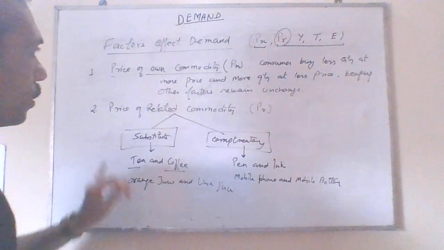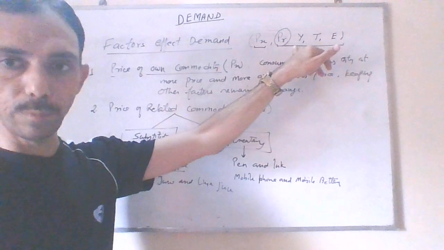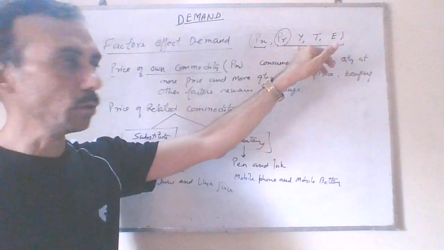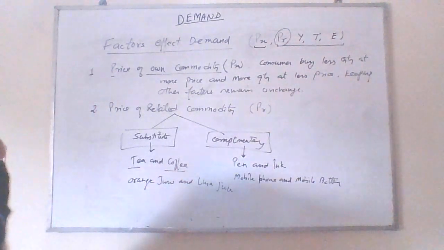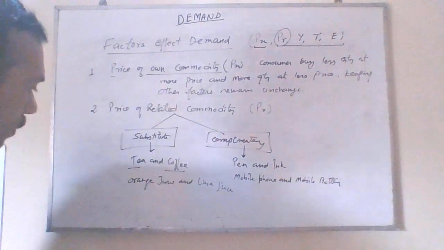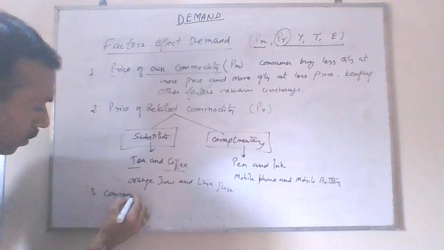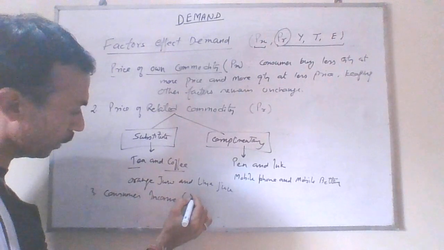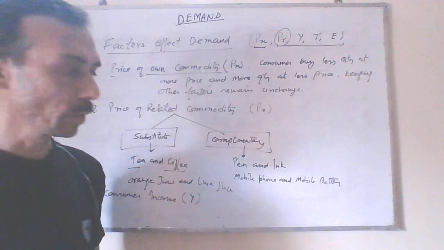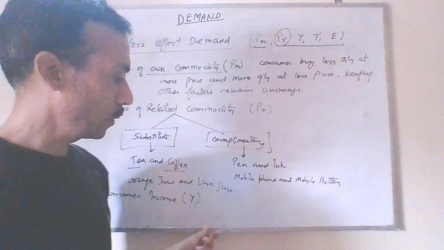Okay. The third one is the income of the consumers. The demand for any goods also depends on the consumer's own income. Third is consumer income. Demand of consumers also depends on the consumer's income.